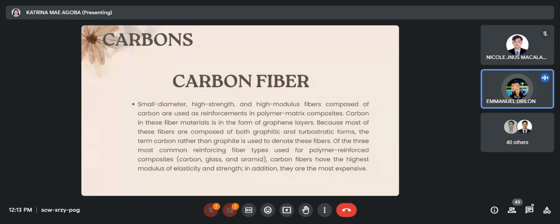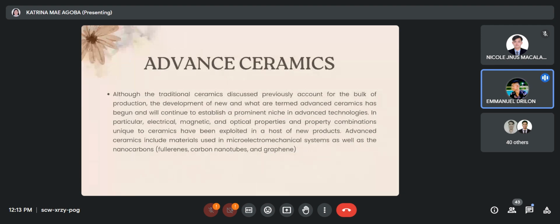So itong carbon fiber, alam na, ito yung sikat sa mga nagbabike, yung nagka-carbon. Yun yung carbon fiber, napakatibay niya, tapos napaka-durable pa niya. Yun yung kagandahan dito. Tapos flexible pa siya. Next. Tapos ang pinakahuli is ito, advanced ceramics.